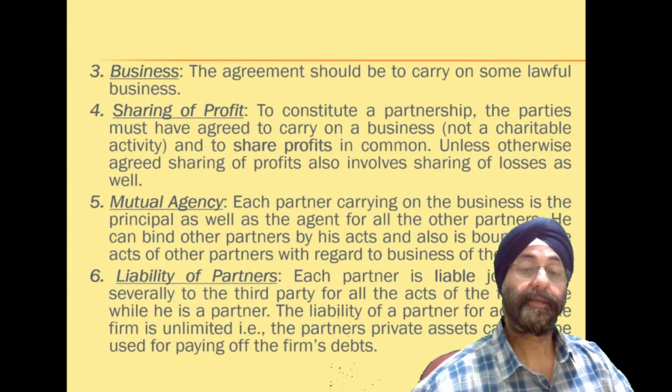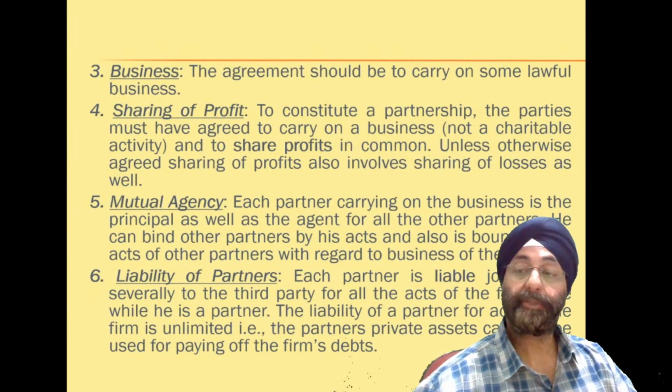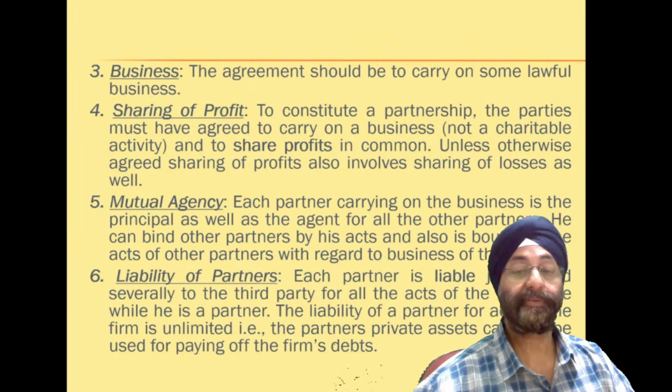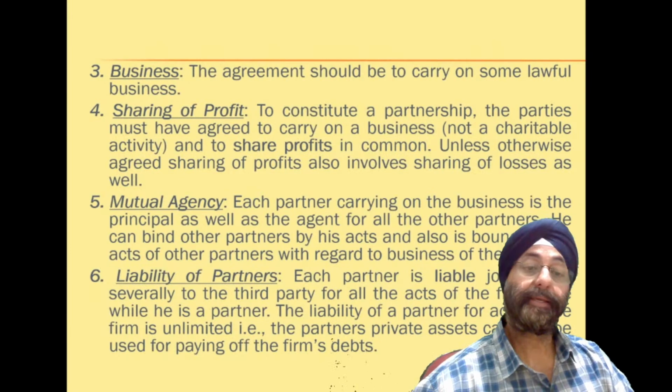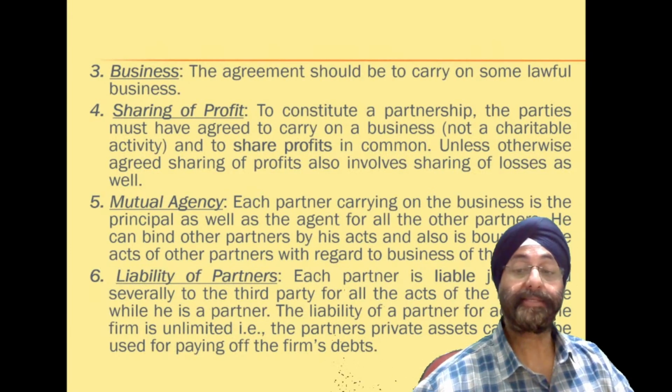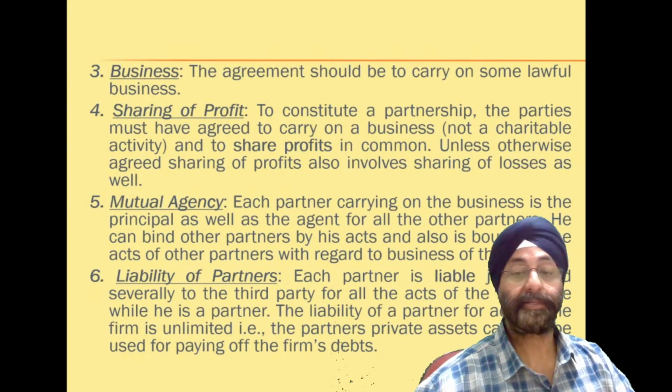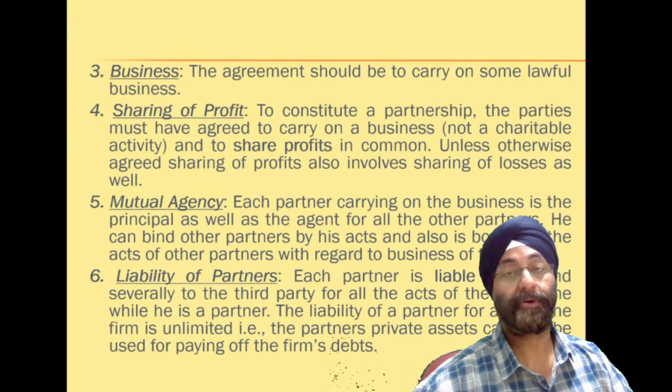Mutual agency. Each partner carrying on the business is the principal as well as the agent for all the other partners. He can bind other partners by his act and also be bound by the acts of other partners with regard to the business of the firm.